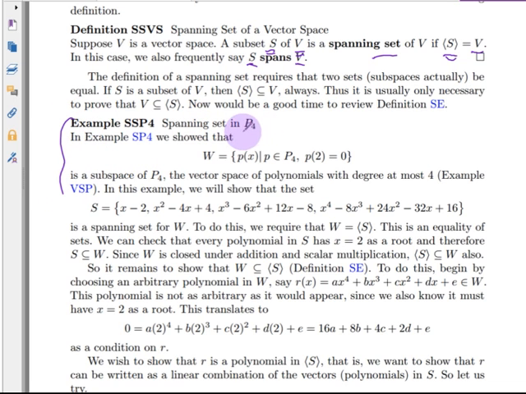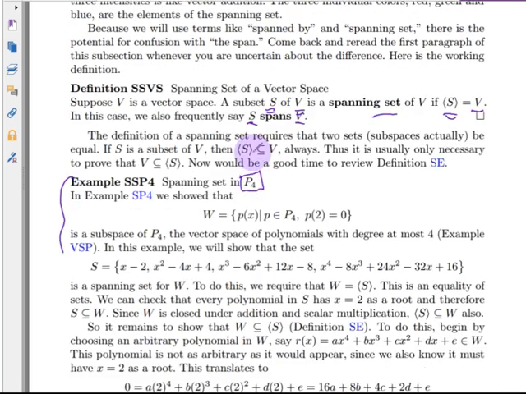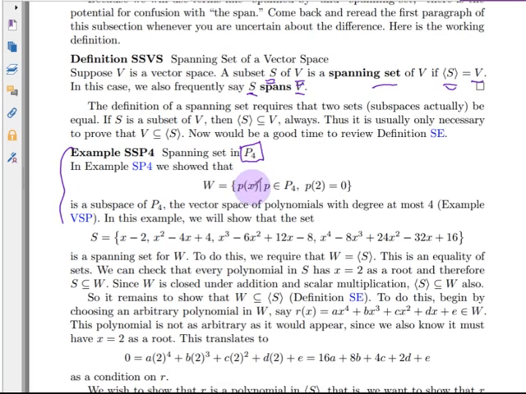Okay, so here's one of our examples. We're going to do this in a different vector space, the vector space of polynomials. And we're going to ask the question I mentioned above. Given a set S and a vector space W, is the span of S equal to the vector space W? We're going to use this subspace that we looked at before, the subspace of all polynomials that have 2 as a root.